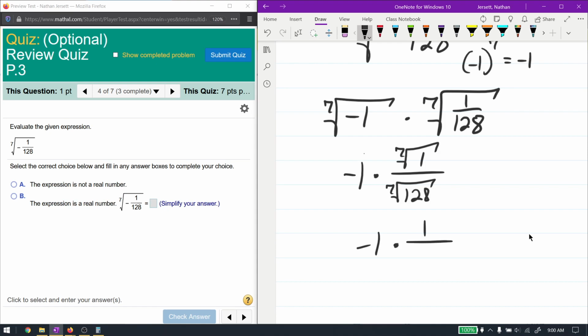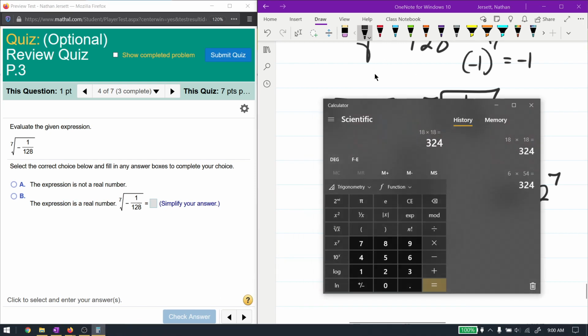And 128, I'm pretty sure 128 is the same thing as 2 to the 7th power. 2 to the 5th is 32, yep. 2 to the 7th is 128. So the 7th root of 128 is just 2. You can try it in your calculator to see if that works out. If you don't know how, we go to the second function. This right here says the yth root of x. And you do that by taking 7, the yth root of x, of 128.